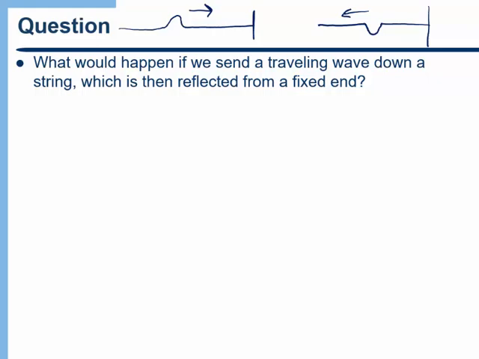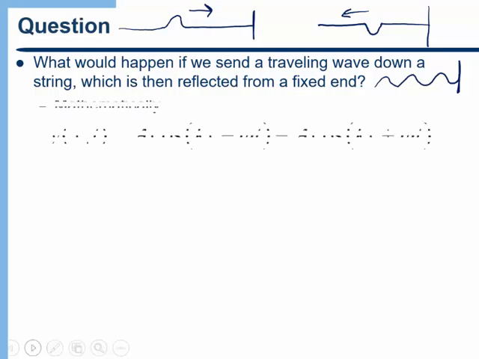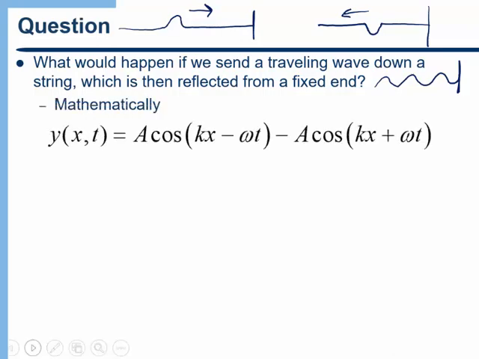But the question here is saying, what if I send a continuously traveling wave down here? In other words, instead of just sending a pulse, I'm sending a continuous wave down the string, and that wave is being reflected at the end. What's going to happen? Well, one way we can look at this is mathematically. In other words, we know what the equation is for a wave traveling to the right, and we know what the equation is for a wave traveling to the left. So since our wave is being reflected here, what we're going to have is the combination of a right traveling wave and the reflected wave, which is a left traveling wave.